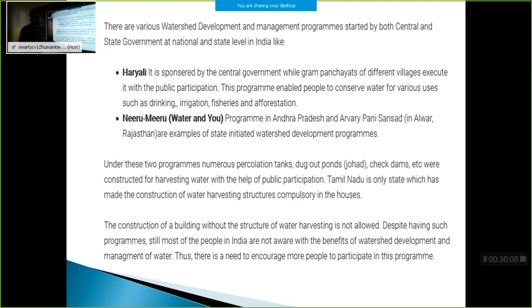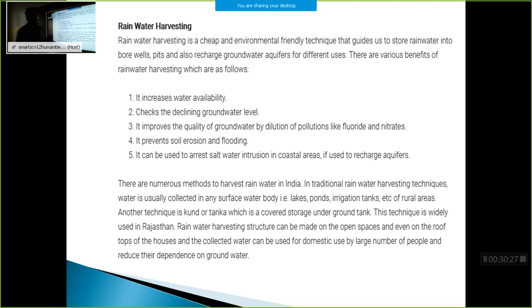You know, we have this many programs, we know the water availability, everything, but still people are not willing or not ready to understand, not ready to agree that water is scarce. Thus, there is a need to encourage more people to participate in this program. So, rainwater harvesting is also one of the important things which should be practiced.